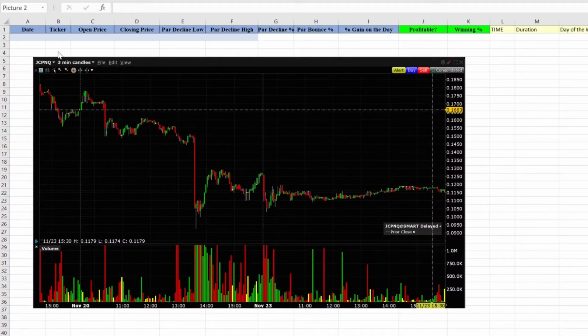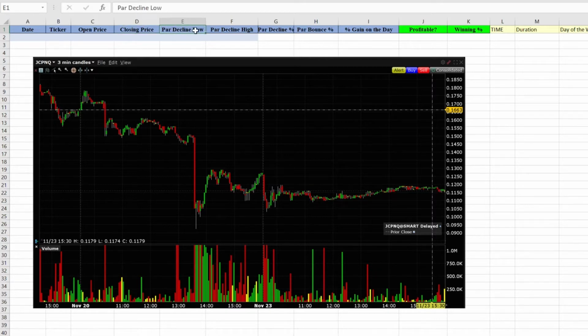Now you open your Excel spreadsheet, right? First thing you need to do is to fill out these basic cells. So these are the cells in which you're gonna have most of your data. So you're gonna write down date, ticker is the company that you're tracking the statistics on. Now, open price, closing price, pretty much self-explanatory.